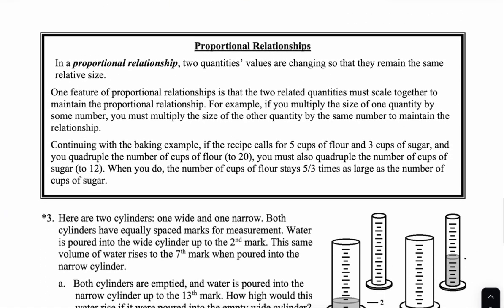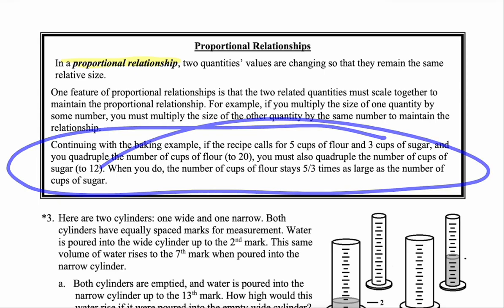So here, there's not much, you don't have to write anything down, but if you want to highlight a few things with me, it says in a proportional relationship, 2 quantity values are changing so that they remain the same relative size. One feature of proportional relationships is that the 2 related quantities must scale together to maintain the proportional relationship. So like if we see here, let's look at this little baking example.